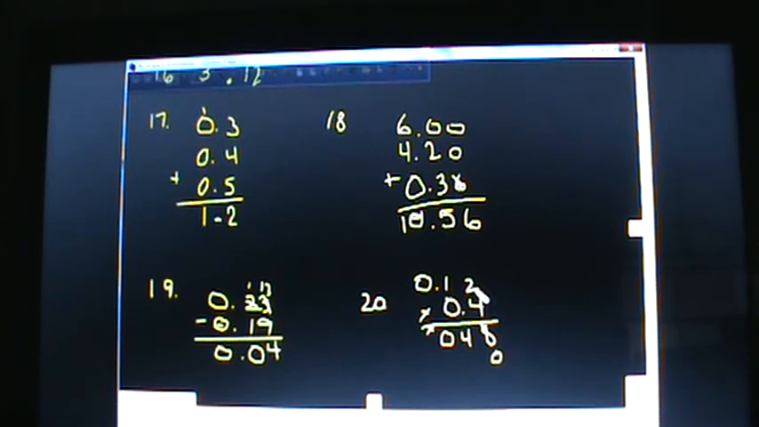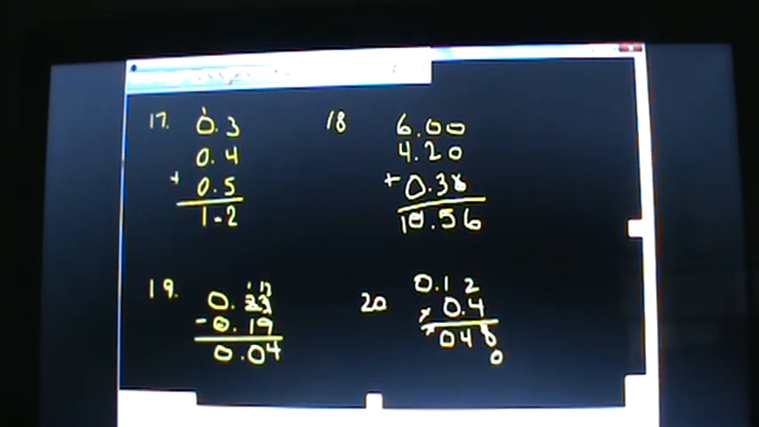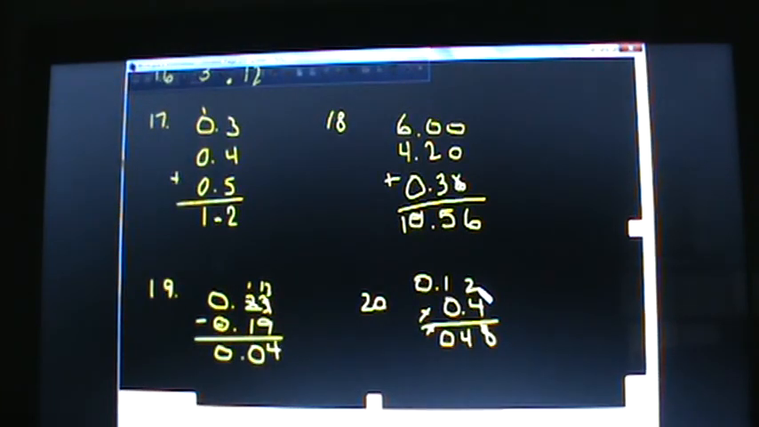Now, 0 times everything is 0. So I'm just simply going to erase that 0 because I don't need it. Okay, now I need to find out how many places I need to move to add my decimal. So 1, 2, 3. So I'm going to come down here at the bottom. 1, 2, 3 places. So my number is 0.048, or I can put a 0 in front of it. 0.048 would be my answer.